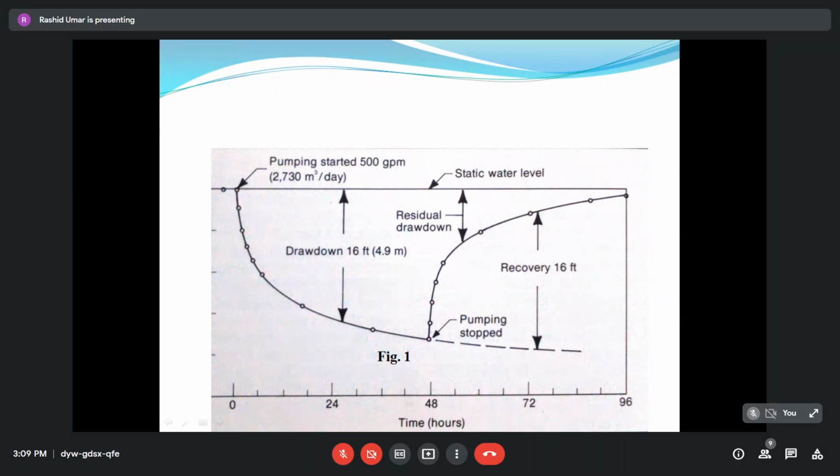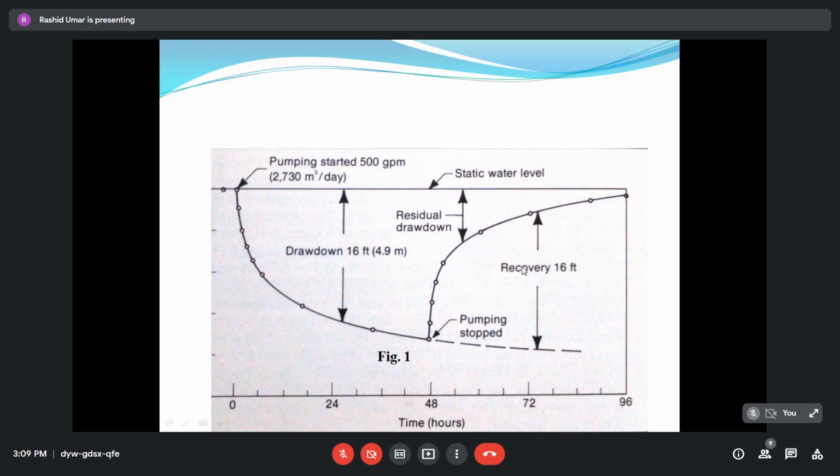As soon as you have stopped the pumping, water will start rising, and then you start measuring the water level. As soon as you have shut down your pump, after 1 minute you take the recovery. After 2 minutes, 3 minutes, likewise, you measure how it is coming. So this is the drawdown process, and this is the recovery process.